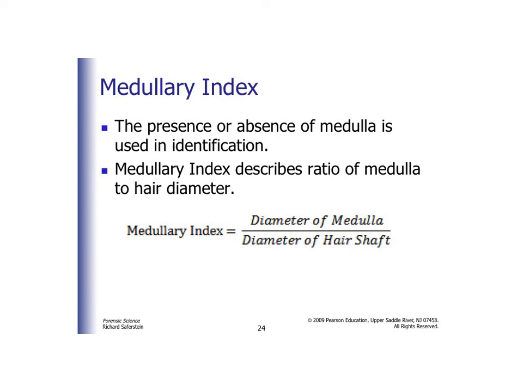There's the medullary index. Once again, this is the diameter of the medulla divided by the diameter of the hair shaft. It's always going to be 1 or less than 1. And once again, for humans, it's around 0.3 or less. Some of the animals, it's almost 1, because it takes up almost the entire diameter of the hair.